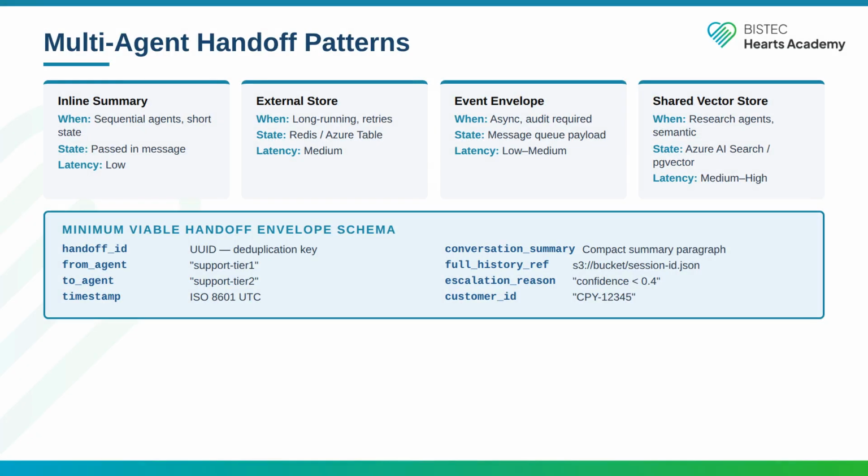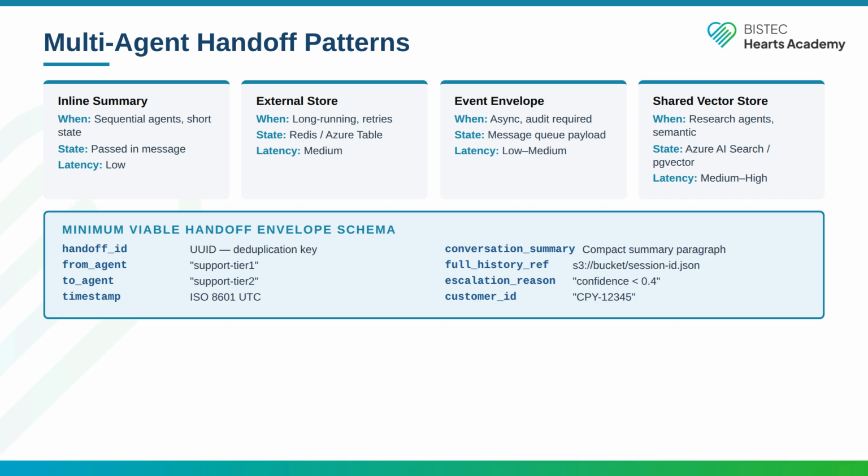When Tier 1 can't resolve a customer issue, context must move to Tier 2. The challenge is doing that transfer efficiently, preserving the essential information without bloating the Tier 2 agent's context window with the full history. There are 4 handoff patterns to know.